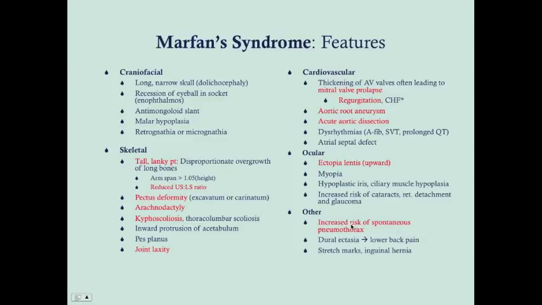A common feature that you see in Marfan syndrome, and probably due primarily to their height, is an increased risk of spontaneous pneumothorax. So in tall patients in general, young tall patients, they have a risk of spontaneous pneumothorax. That risk is about 15% in Marfan syndrome. Dural ectasia is just a ballooning of the dural area, and this can cause lower back pain, but it can also cause neuropathy. It can cause incontinence. It can cause pain. And then stretch marks can be seen, as well as inguinal hernia.